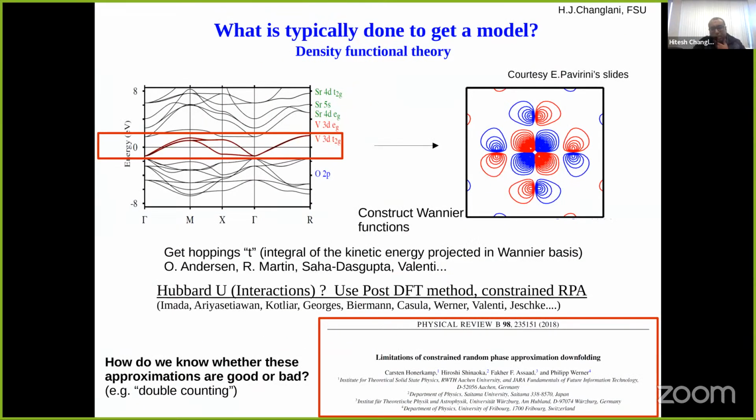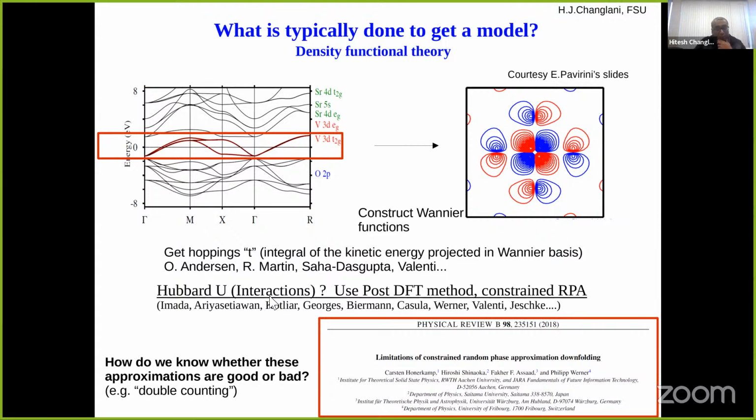So just a quick summary of what is done in the state of the art. You might infer that somebody figured this out and it's all solved. It turns out that what is done in the density functional theory community is that you typically look at the bands near the Fermi level and you Wannierize them. So you construct Wannier functions. And this is great for getting all sorts of hopping matrix elements, etc. But for the Hubbard interactions, you need to do some post-DFT method. You need to assume some sort of screening model. So there's a whole community that does that.